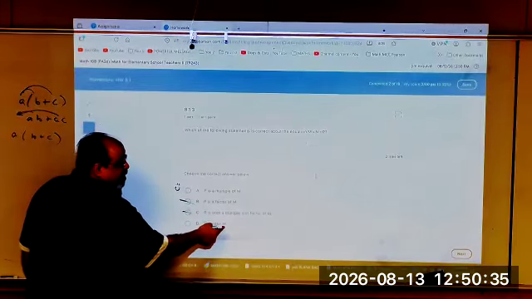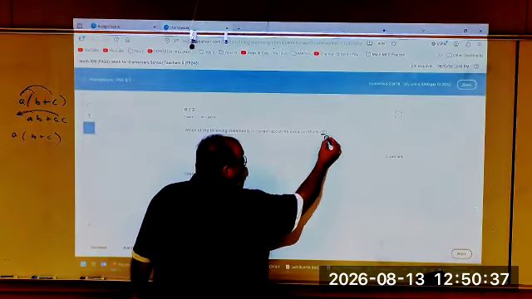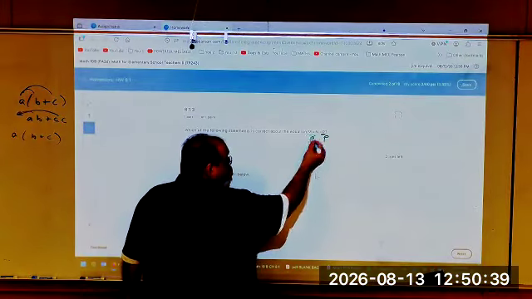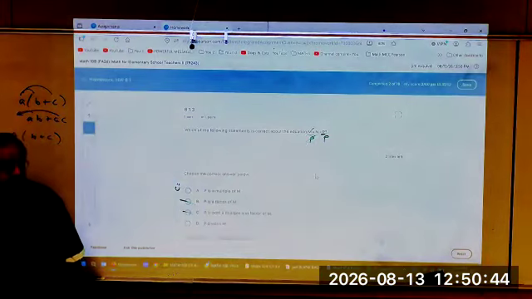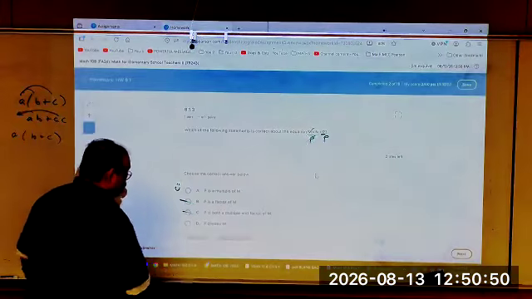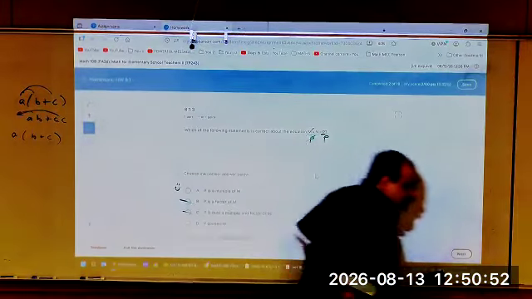P divides into M. So if I divide here and divide here, would this go into M even? No. So the only answer is A.